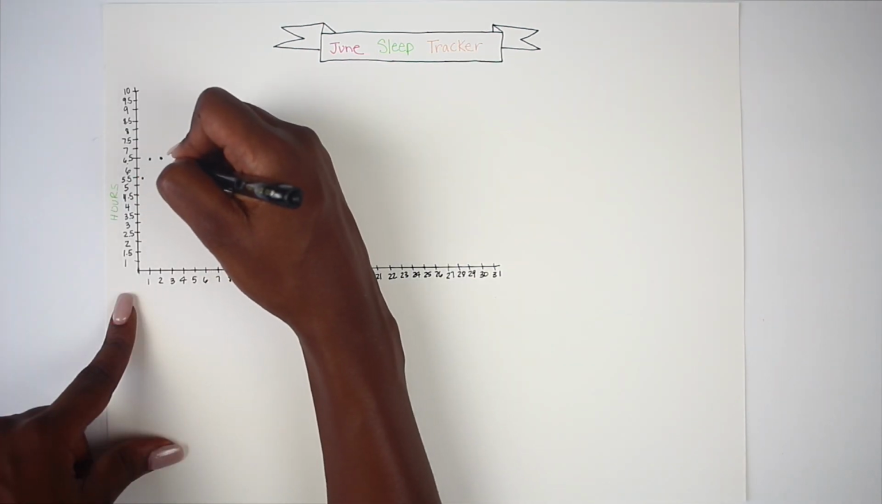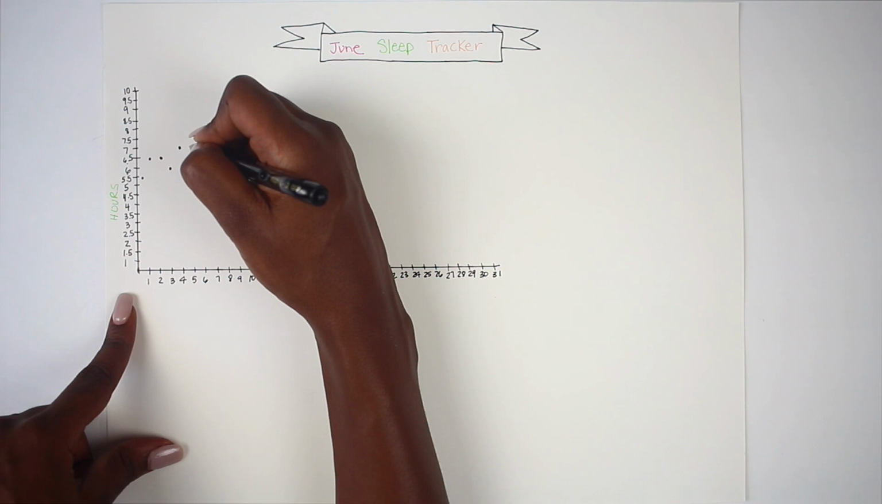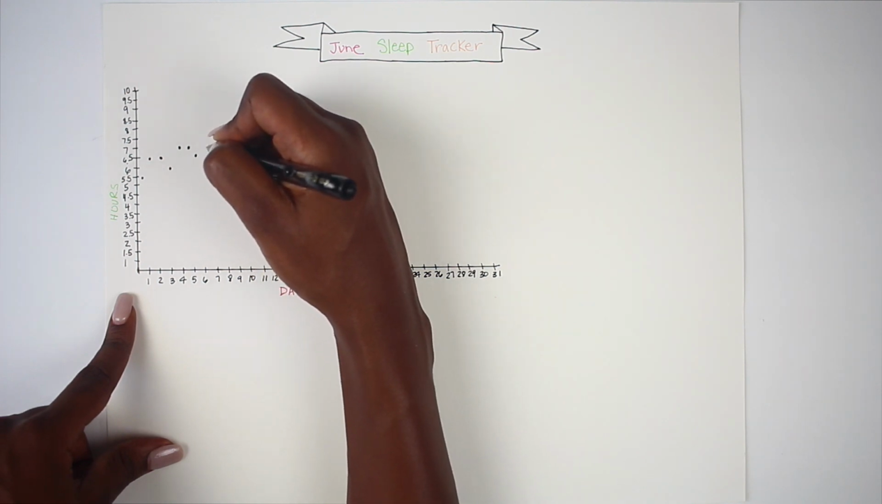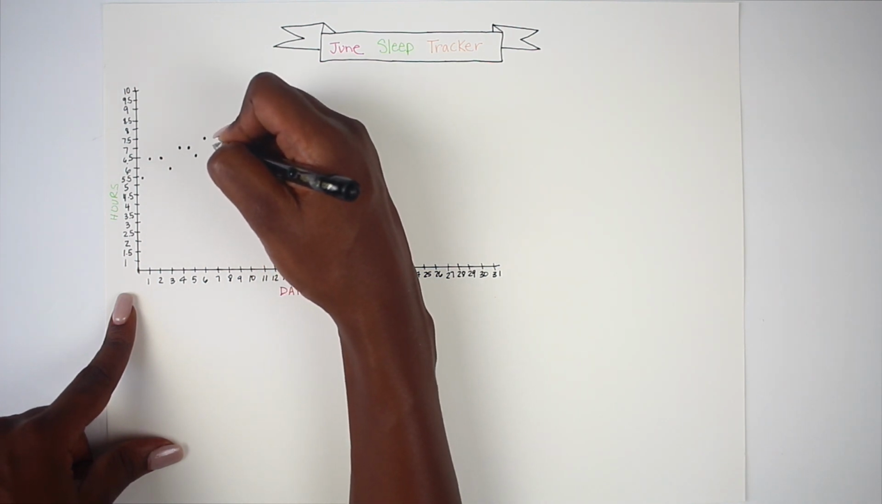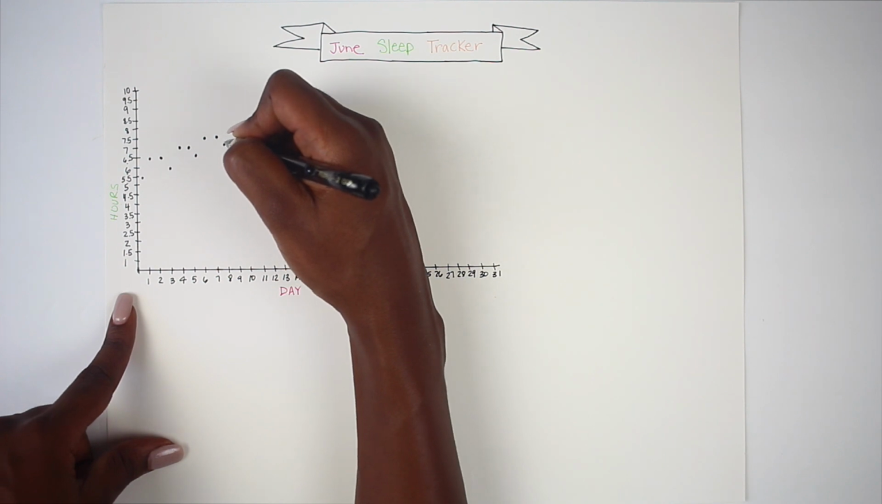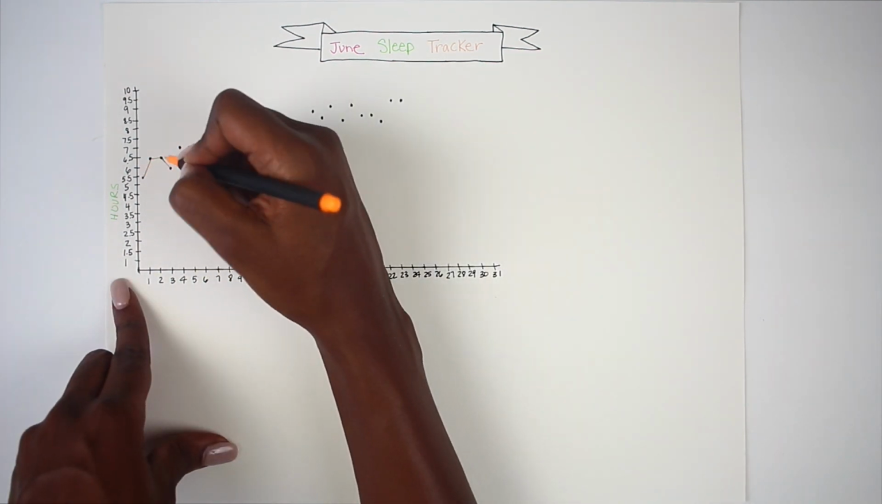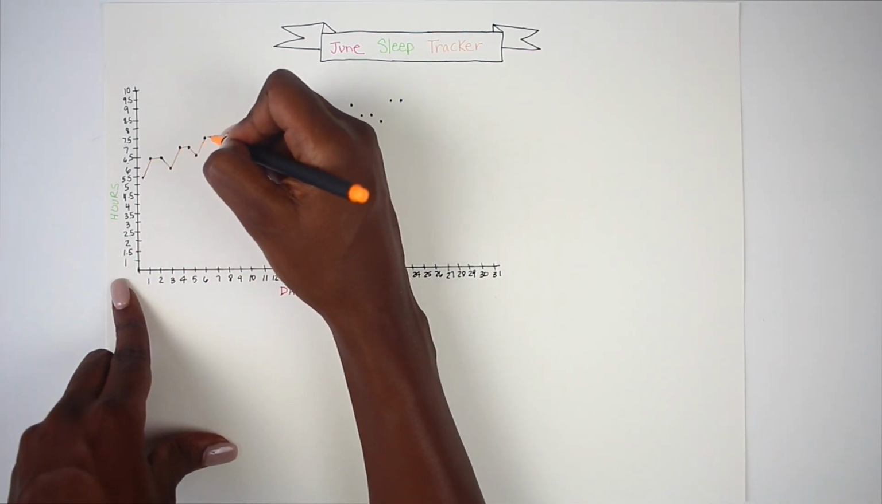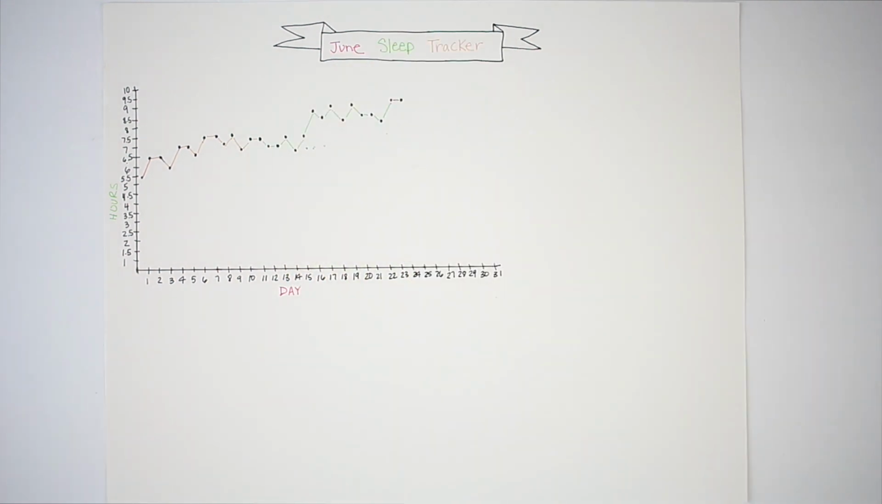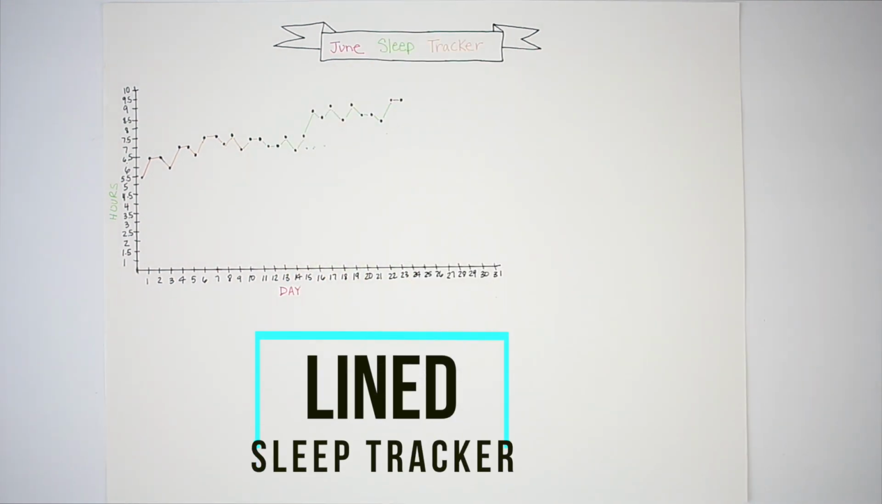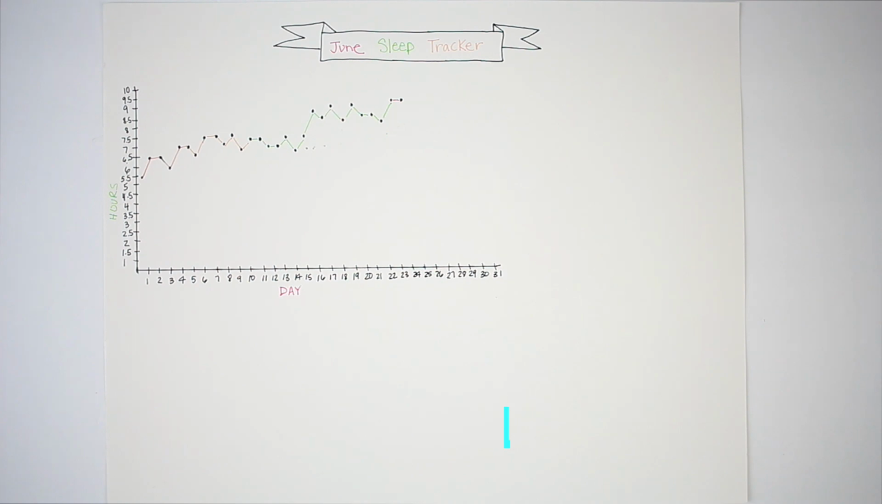And now I'm just plotting the hours. You'll be doing it daily, or you can do it weekly, however you want. But I waited until near the end of the month so I can give you a good look at how my actual sleep was. And there you have it. This is my line graph for my sleep tracker for the month of June.